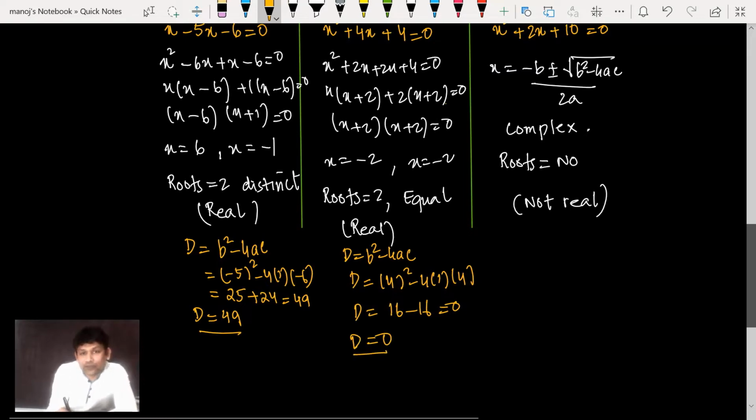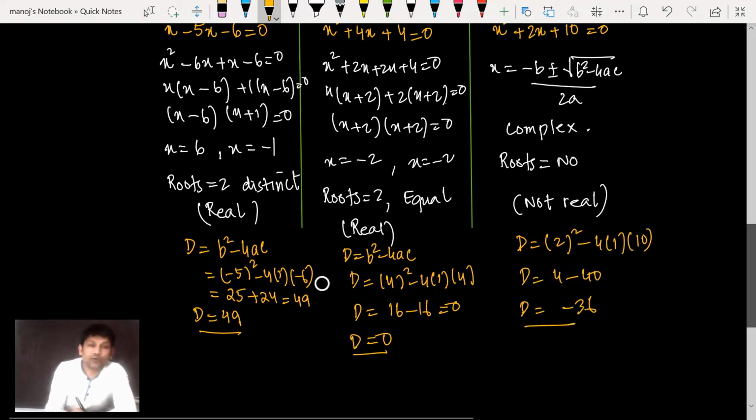And if I want to find the discriminant here, b square minus 4ac, b is 2 square, minus 4, a is 1, and c is 10. 4 minus 40, and D is coming minus 36. Okay. So now what we have to conclude: whenever D is positive, greater than 0.